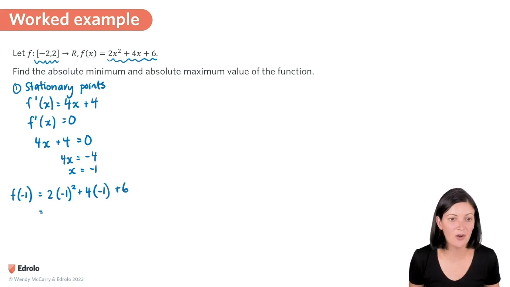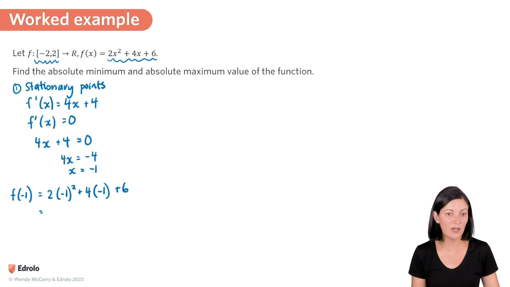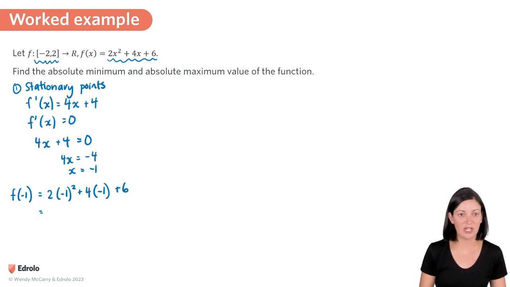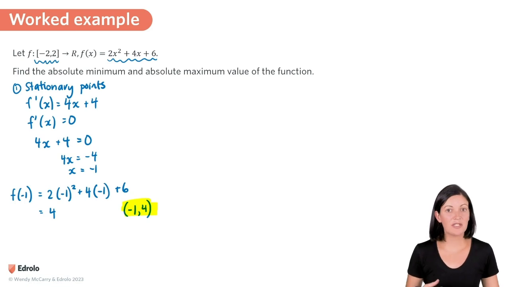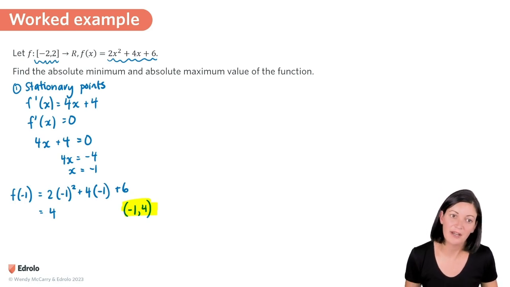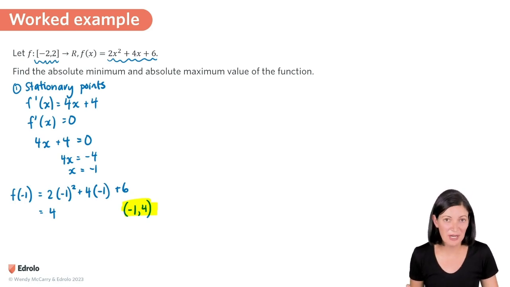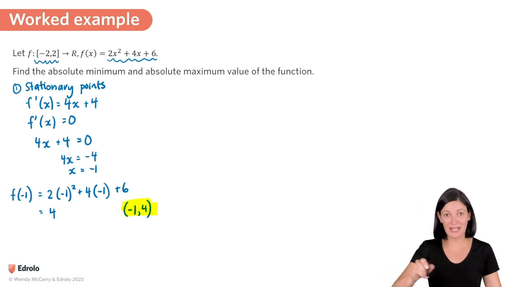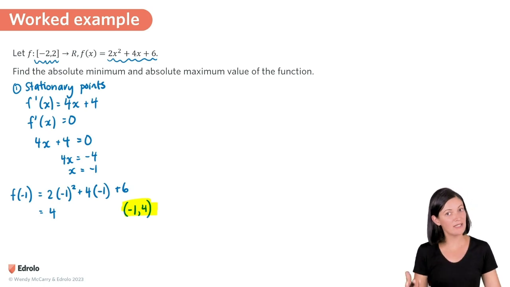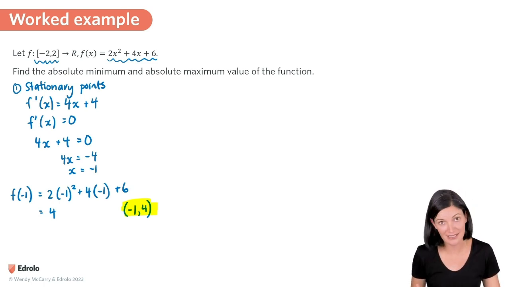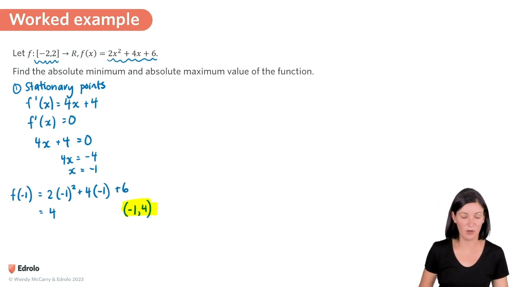Okay, so working that out, I get 2 - 4 + 6, which is 4. So that means I have a stationary point at (-1, 4), and we'll just highlight that. Okay, the next thing you might want to do is determine the nature of that stationary point. Now for this function, you should be able to recognize that you have a parabola that's opening up, so this should be a minimum point. But let's use our sign diagram just to practice that method to verify that we've got a minimum at (-1, 4).